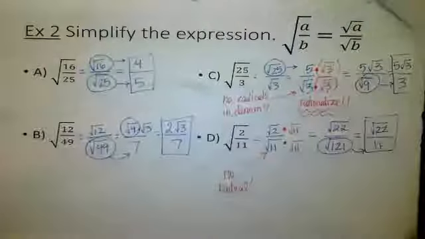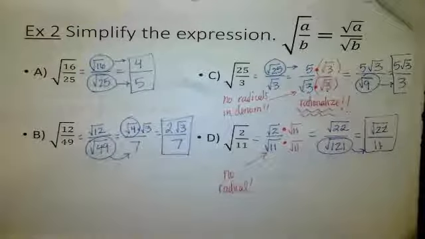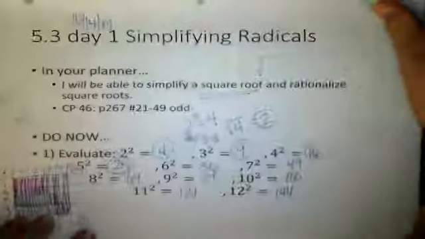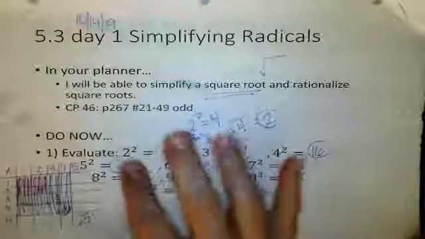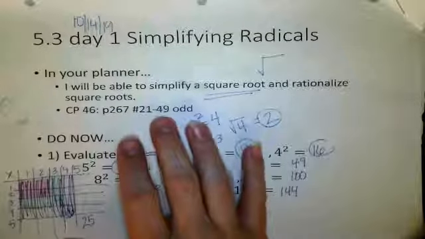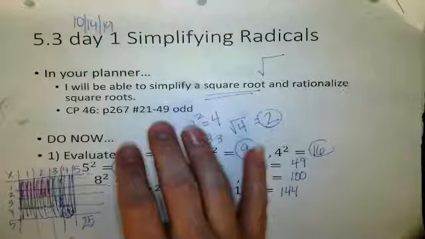Do you guys have questions for me? It's really important that you know how to simplify radicals and do it well. These are all odd. You can check all of them in the back of the book, but you must show your work. Make sure you show the work.